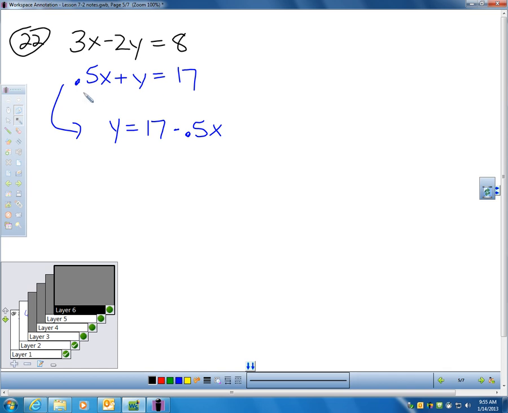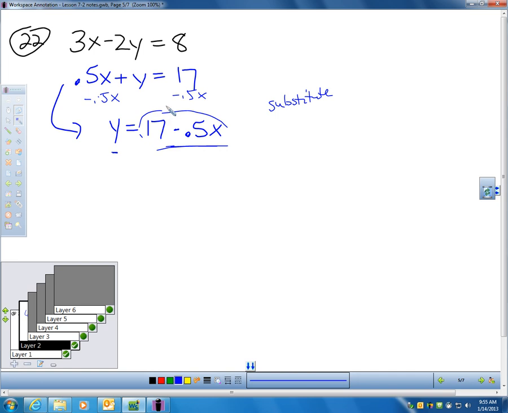I will take away 0.5x from each side, and that will get y by itself. Take away 0.5x. There's y by itself. So the blue equation, y is by itself. Black equation, I can now substitute. So since y and 17 minus 0.5x are the same thing, here comes that word substitute again, I'm going to take 17 minus 0.5x, and I'm going to substitute it in for y. So here I go. 3x minus 2 times 17 minus 0.5x equals 8.